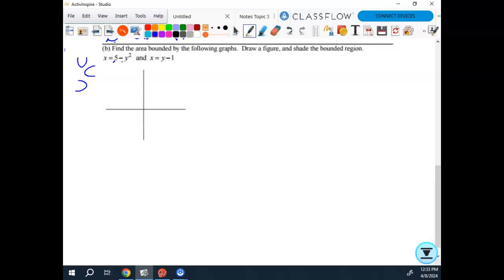Worst case scenario, we substitute in some numbers. If I let y be 0, what is x? 5. So that's why I know I'm here at 5. Like I said, that horizontal translation. If I want to know what happens when my x is 0, I make this 0. That's equal to y. No.